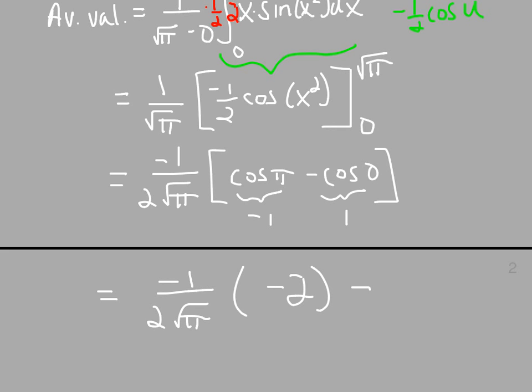So our final answer then, having those 2's cancel out, those negatives cancel out, is 1 over the square root of pi. Great.